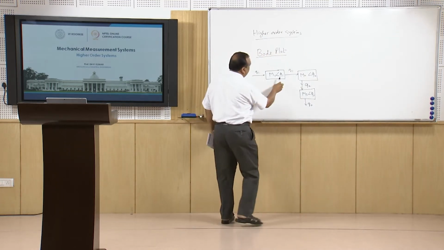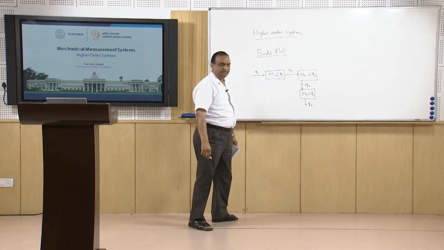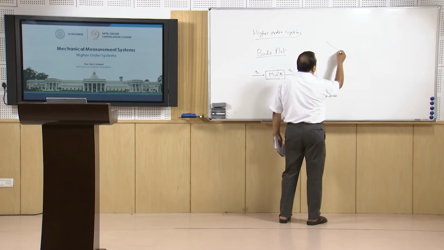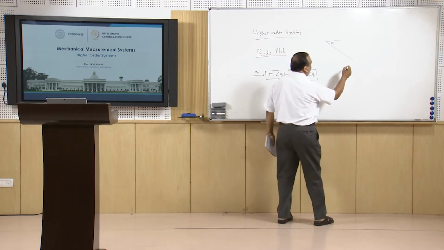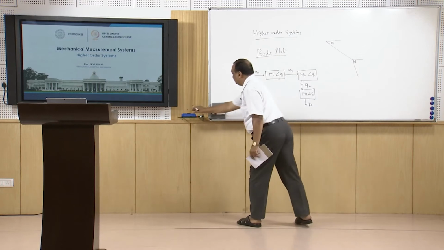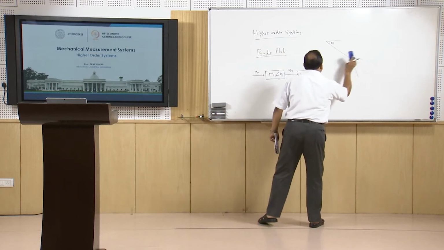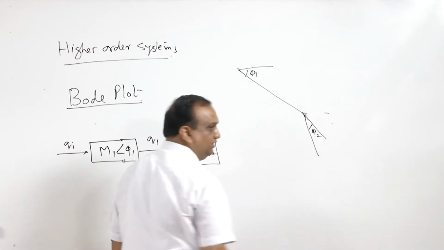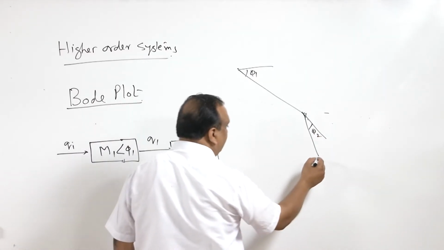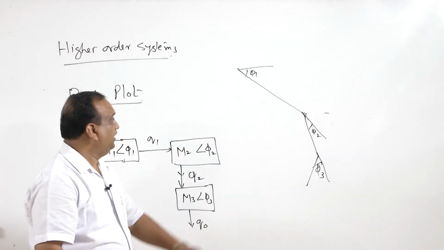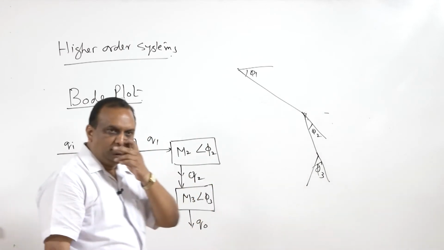this lag angle we can always add. Suppose the first system develops a lag angle of phi 1, another system follows with phi 2, and the third system again develops a lag phi 3. So the total lag is going to be phi 1 plus phi 2 plus phi 3.